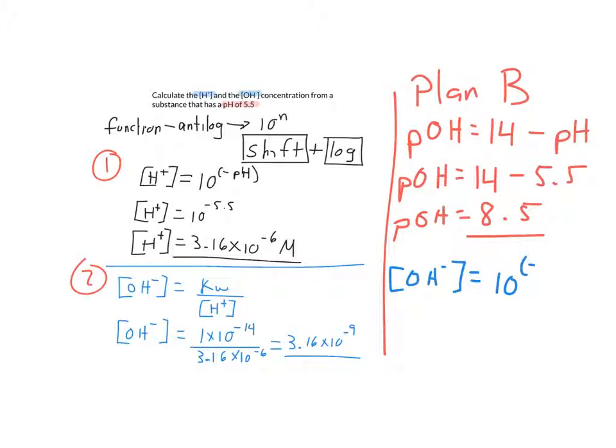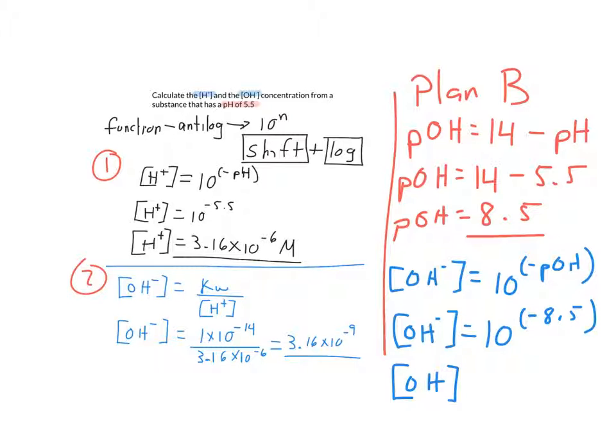It is the anti-logarithm of the negative pOH. That's everything we have to do. We're going to use the anti-logarithm, the power of 10 again, of the negative value of the pOH, that is 8.5, and we'll get the result. The result is 3.16 times 10 to the power of negative 9.